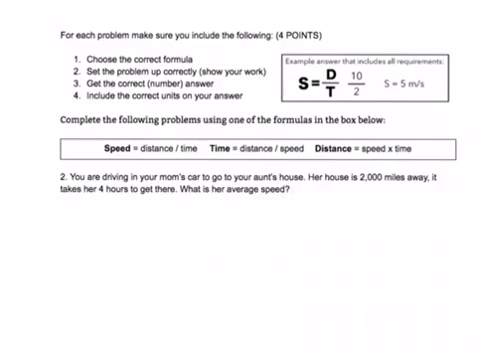For the next one, it says you are driving in your mom's car to go to your aunt's house. Her house is 2,000 miles away. It takes her 4 hours to get there. What is your average speed? So again, the very first thing we're going to look for is to see what the problem's asking for. And this problem is asking, what's her average speed? Because of that, we're going to use the equation speed equals distance over time.